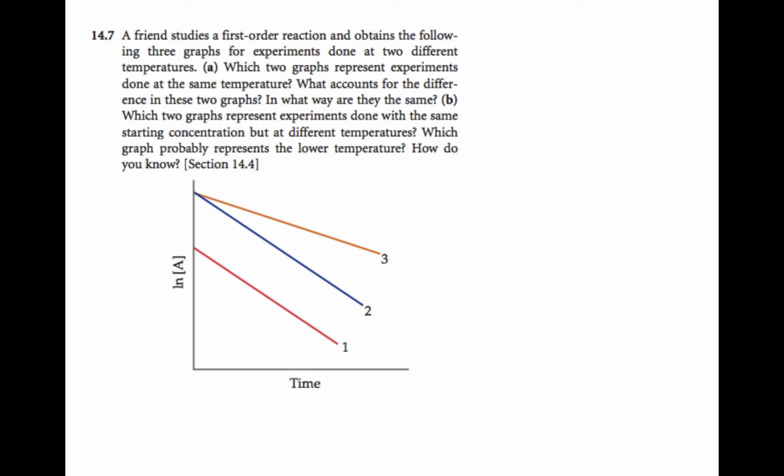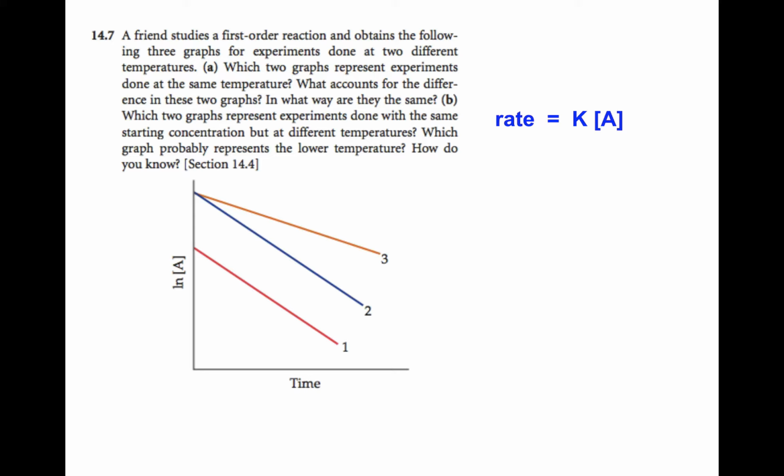A friend studies a first-order reaction and obtains the following 3 graphs for the experiment done at 2 different temperatures. A. Which 2 graphs represent experiments done at the same temperature? What accounts for the difference in these graphs, and in what way are they the same? This graph is plotting the natural log of the concentration of A versus time. This relationship is gotten by integrating a first-order relationship. They told me it was a first-order rate law.